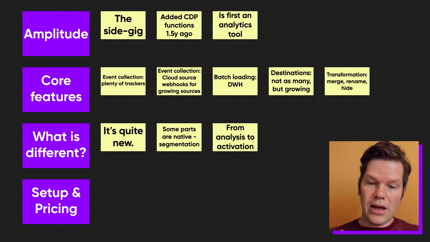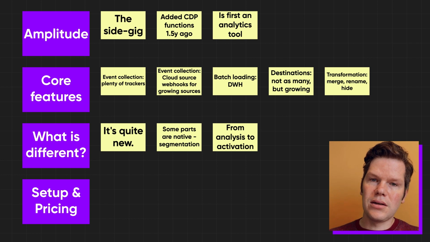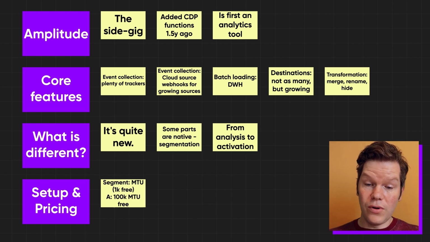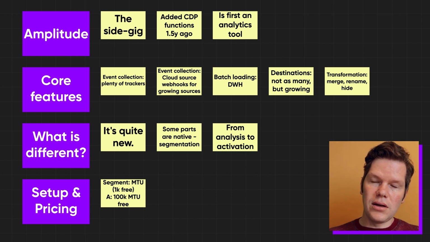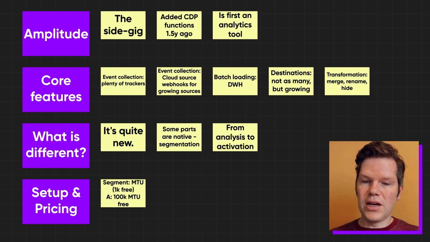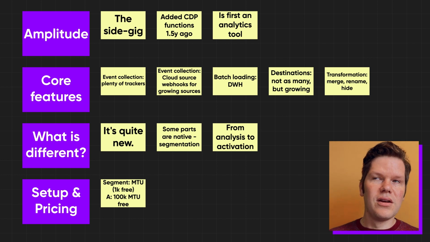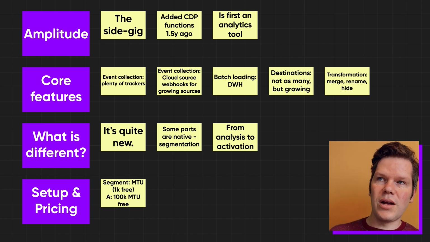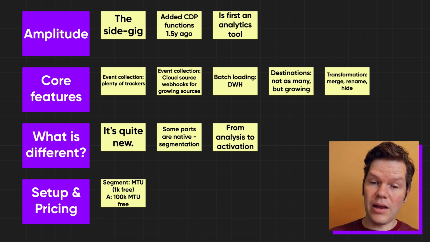Setup and pricing. Amplitude has a very extensive MTU pricing. Amplitude switched to MTU, I think, last year. And there you get 100,000 MTUs for free, and you can already also use the CDP capabilities. I'm not sure of everything. This is sometimes a little bit confusing about Amplitude, to really know what you can get, because Amplitude is definitely not unlocking all the features in the different kind of plans.